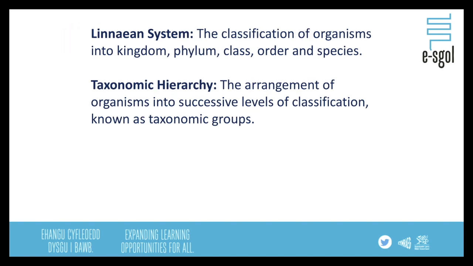Linnean system. The classification of organisms into kingdom, phylum, class, order, family, genus and species. Taxonomic hierarchy. The arrangement of organisms into successive levels of classification, known as taxonomic groups.